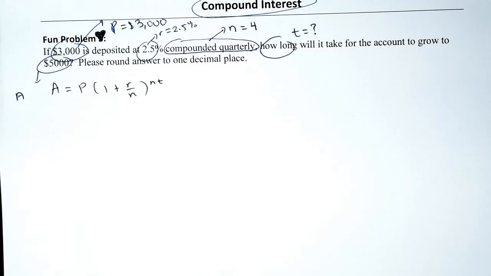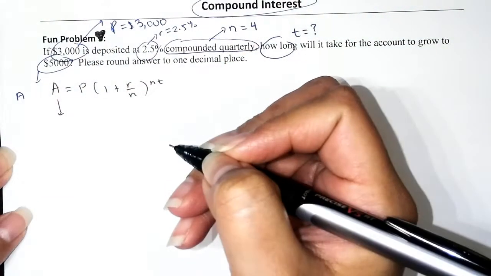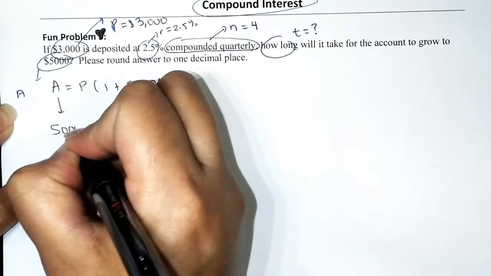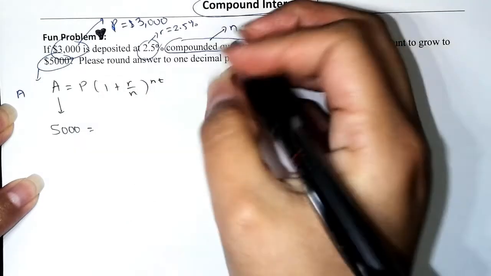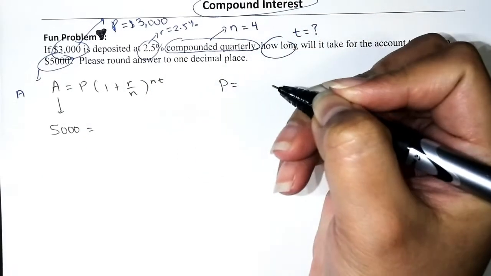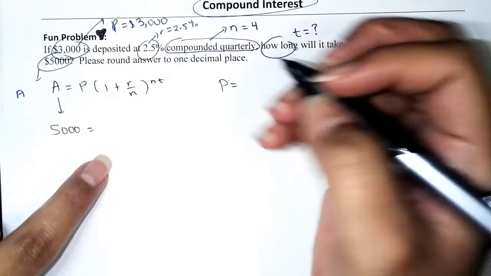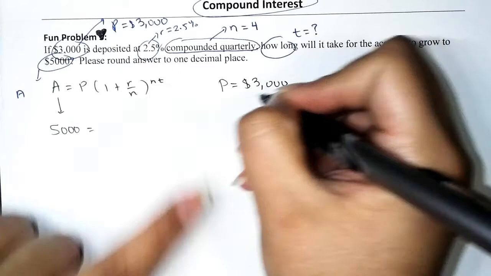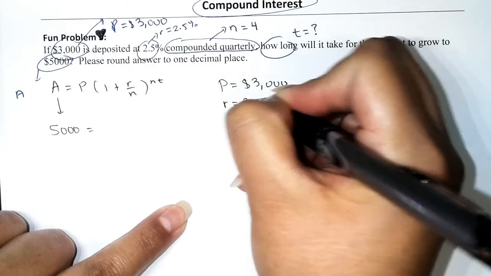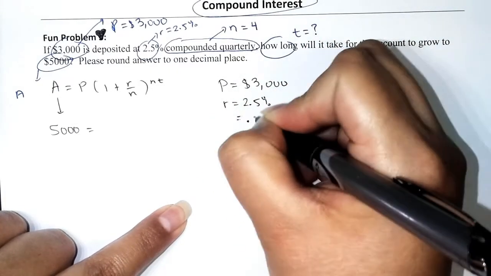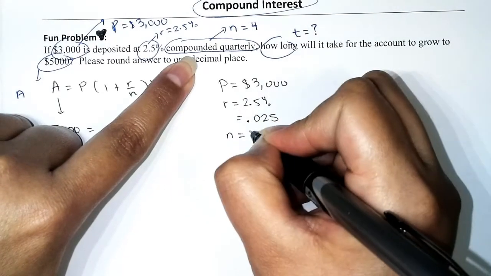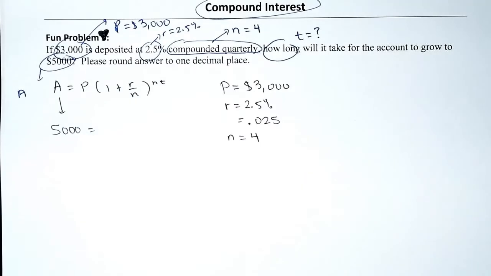Okay, so let's go ahead, plug and chug. So we have that the final amount, principal plus interest, should be $5,000. But I never wrote it out for you. Sorry, I'm a little nervous. So the principal is, let me write them in the order that we found them. The principal is $3,000. The rate is 2.5%. While we're at it, let's put it in decimal form. The interest is compounded quarterly, or is paid out 4 times a year.